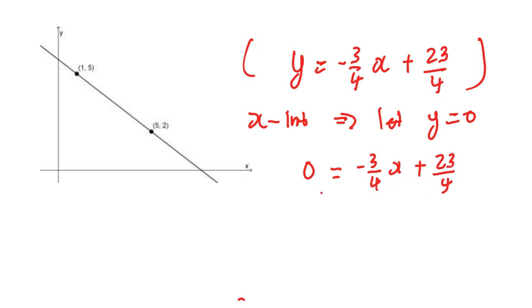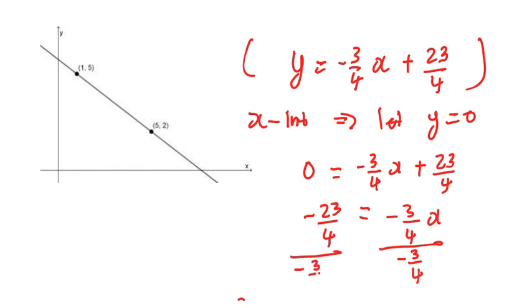We're going to take this one to the other side. It's going to be negative 23 over 4. Then we're going to have negative 3 over 4 x. We took this one to the other side, so it changes sign. Then you divide by negative 3 over 4 on both sides, or you divide by the coefficient of x. This cancels this one, and x is going to be what you get here.